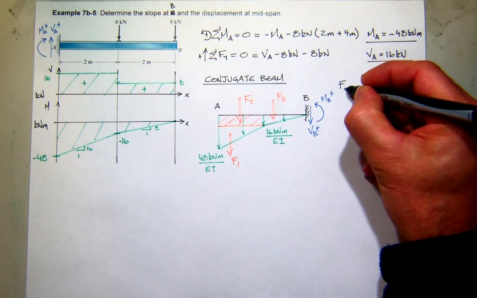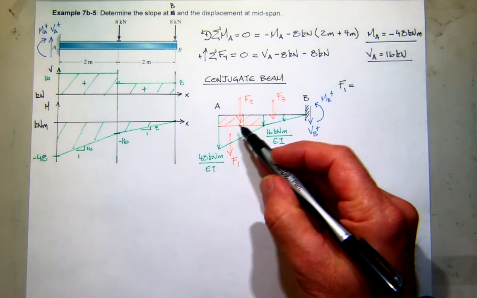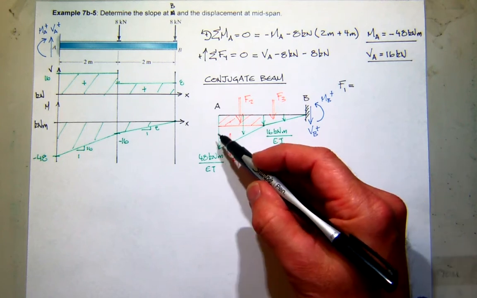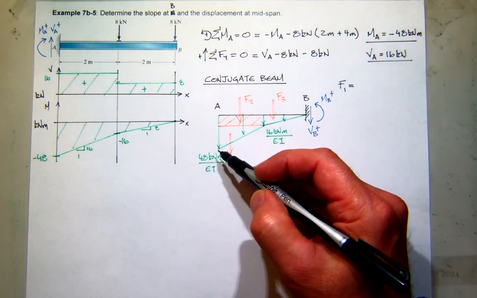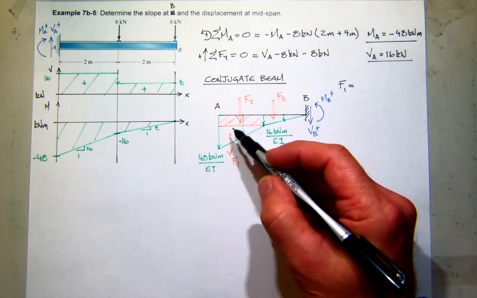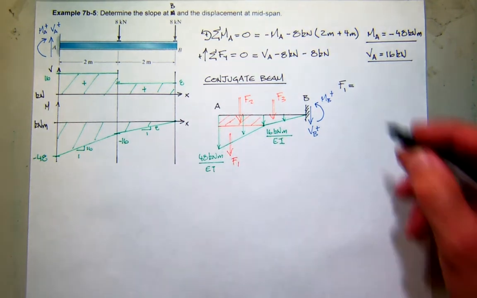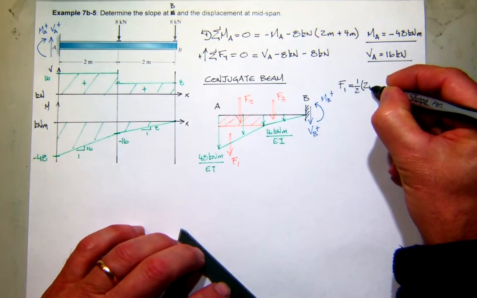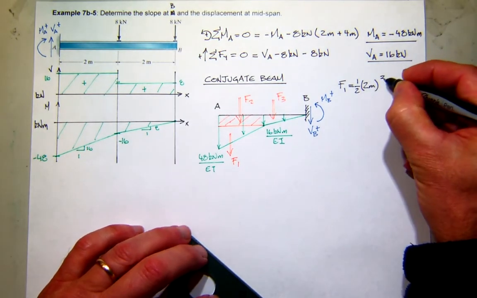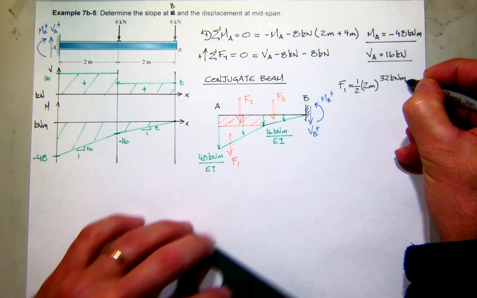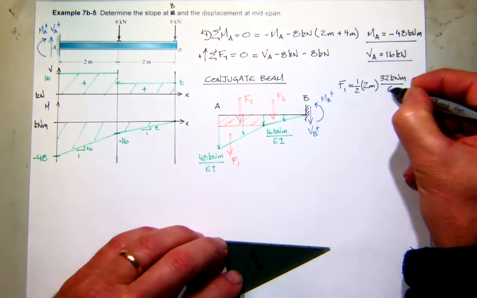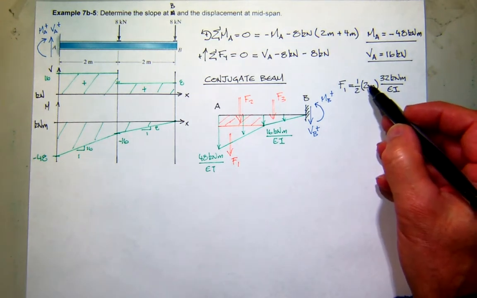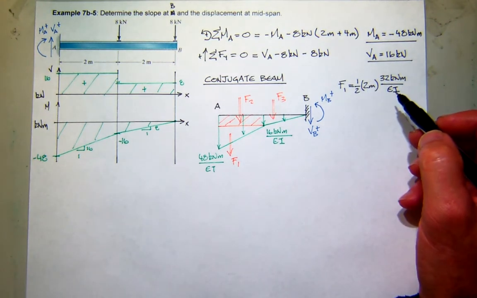The force in 1. It's a triangle, so it'll be one half the base times the height. And what's the height of the triangular portion? 32. Yeah, because it's 48, but this part here is 16, so it's 32. So it's 1/2 the base, which is 2 meters, times the height, which is 32 kilonewton meters, divided by EI. That's an easy one to compute. The 1/2 cancels the 2, so it's just going to be 32 kilonewton meters squared divided by EI.